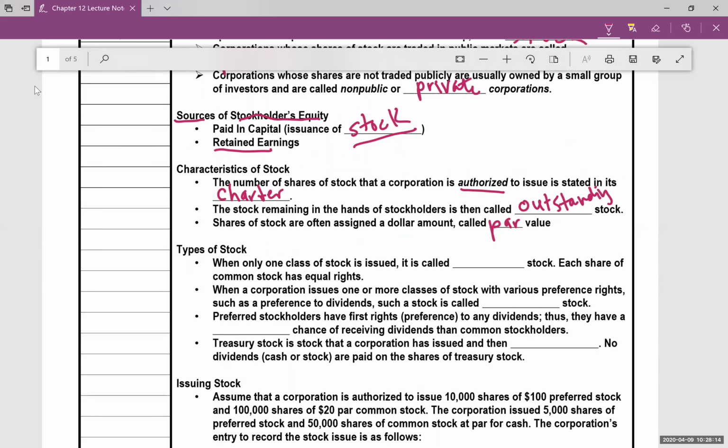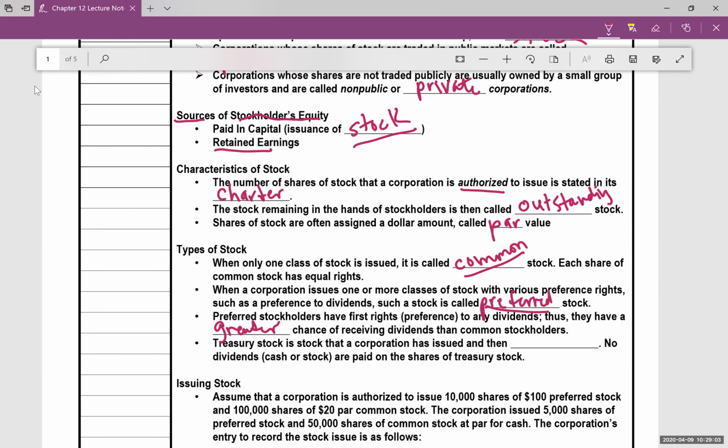Types of stock. When only one class of stock is issued, it is called common stock. Okay, that's what we've dealt with so far, common stock. Each share of common stock has equal rights. When a corporation issues more classes of stock with various preference rights, such as preference to dividends, these stocks are called preferred stock. So there could be your common stock and your preferred stock. Generally, preferred stockholders have the first rights to any dividends, so they have a greater chance of receiving dividends than the common stockholders.